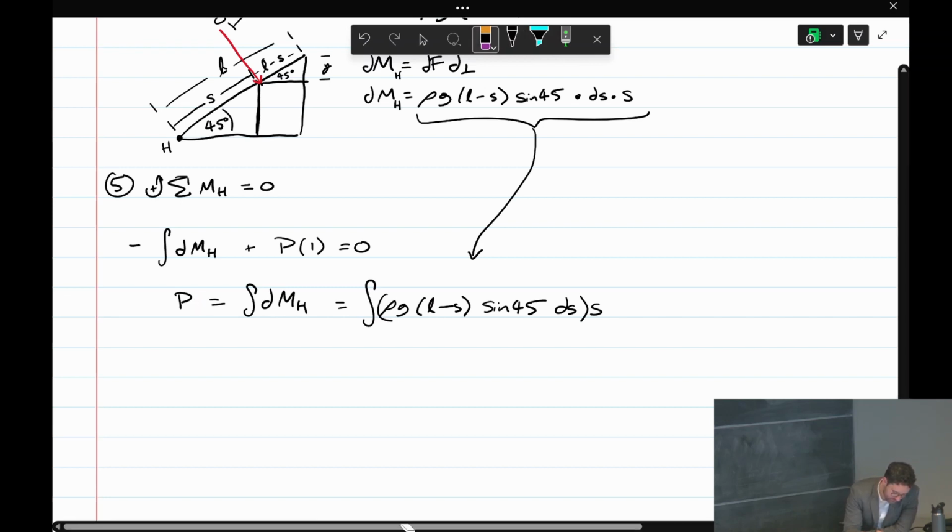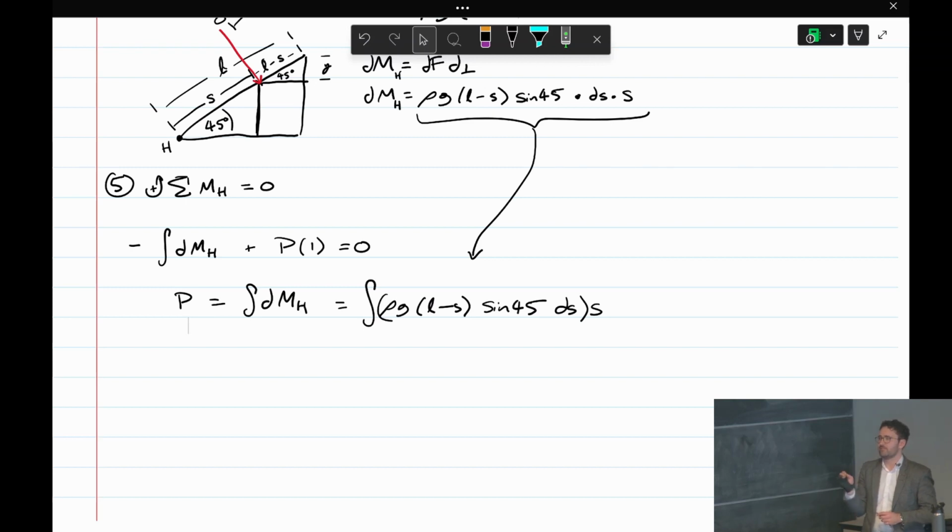So P is equal to the integrated moment from the hydrostatic pressure distribution down this gate. If we take the moment from a differential element and integrate that over the whole gate, we'll get the moment about the entire distribution over the gate. Any questions? Because the rest of this is basically just math. Okay.